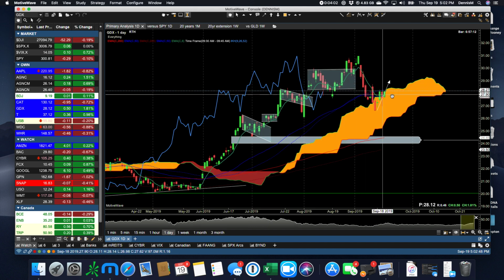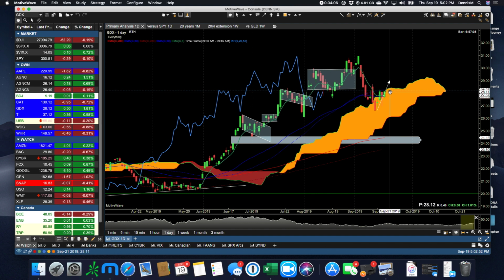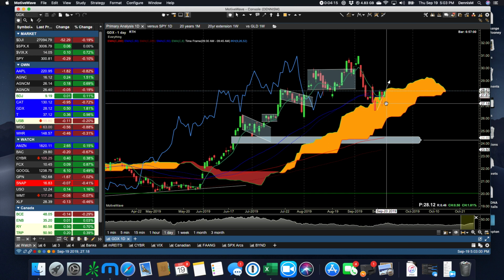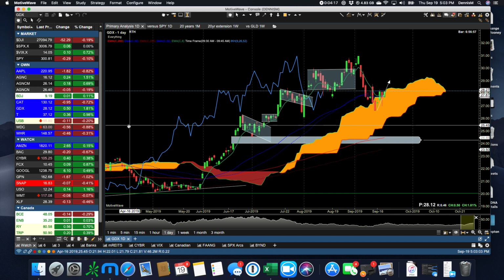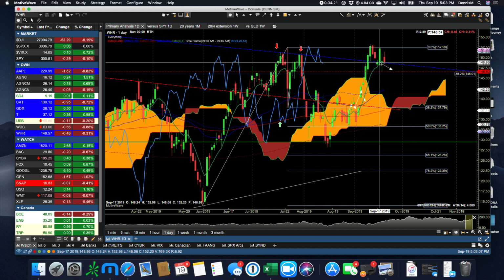GDX, I still think it's going up. And we came back and just repeated what we saw on Wednesday. So we went as high as we did Wednesday, and we closed where we opened on Wednesday. So we've recovered the tiny loss from yesterday. Whirlpool continues to drop down as expected.